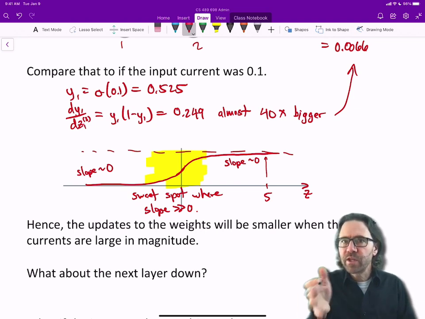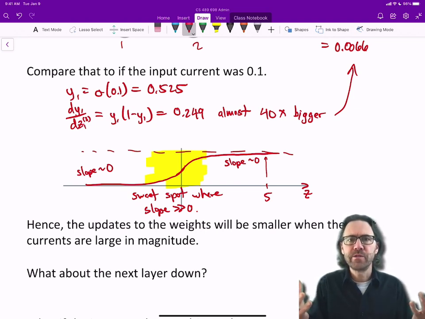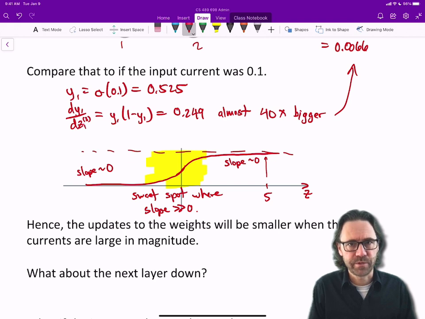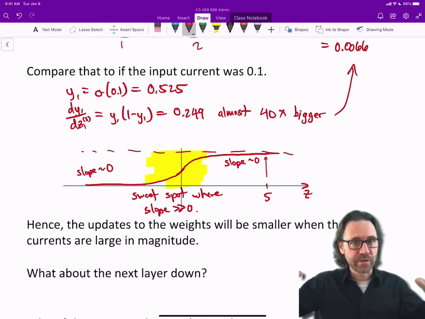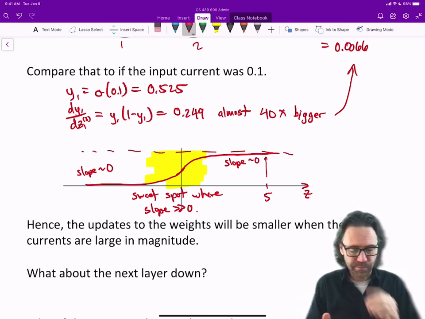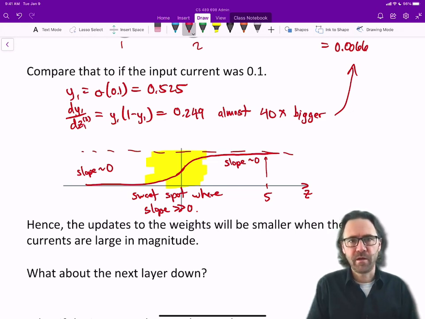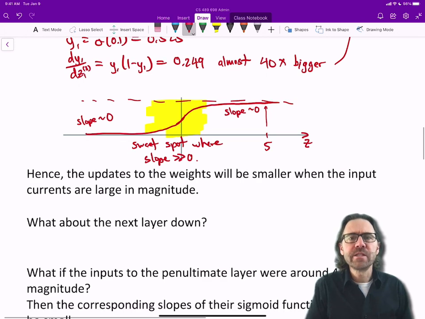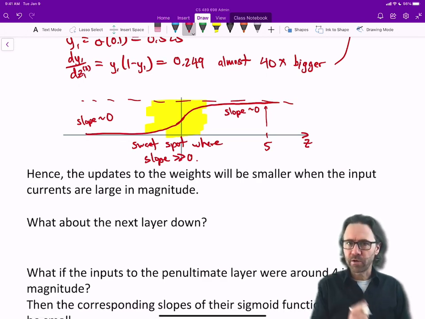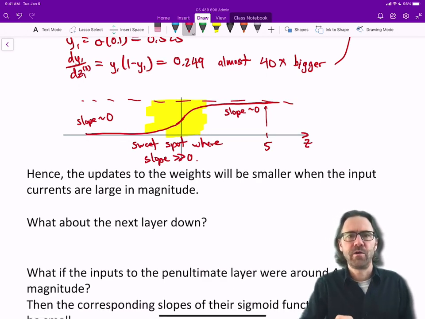So just because of what the input was, the order of magnitude of the slope changes drastically. And it's because if your input current is large, you're out in these flat wings where the derivative is small, versus being in that sweet spot where the derivative can be much different from 0. So hence the updates to the weights will be smaller when the input currents are large in magnitude.